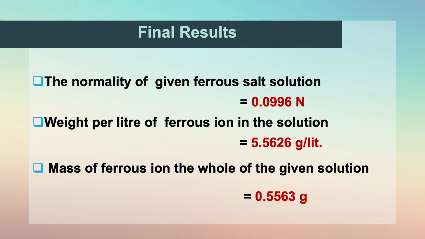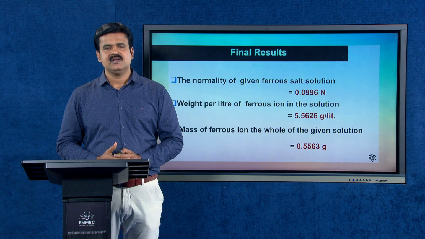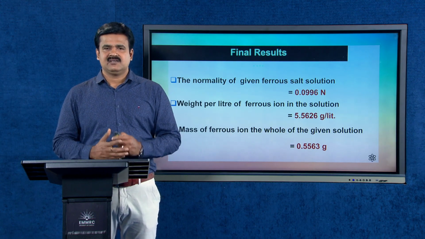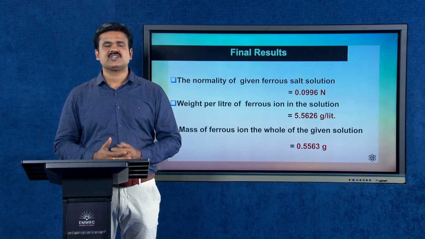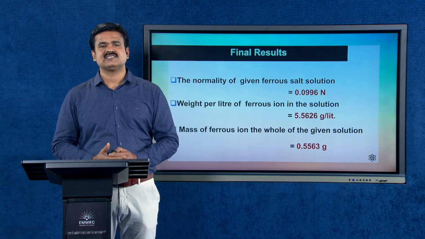And the final results are consolidated like this. The normality of the given ferrous salt solution is equal to 0.0996 normal. The weight per liter of the ferrous ion in the solution is equal to 5.5626 gram per liter. And finally, mass of ferrous ion in the whole of the given solution is equal to 0.5563 gram. Thus, we have studied about estimation of ferrous iron using potassium dichromate.